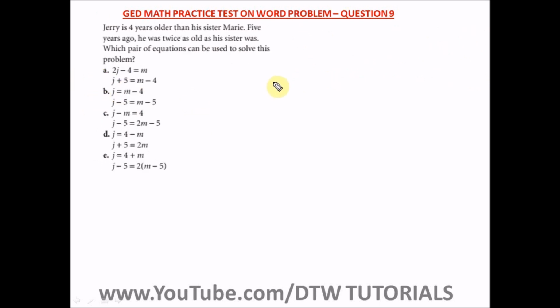Question 9 of the GED math practice test on word problem. It says Jerry is 4 years older than his sister Mary. Okay, 5 years ago he was twice as old as his sister was. Which pair of equations can be used to solve this problem? Okay, so let's just declare variable Jerry as what? J, and Mary as what?